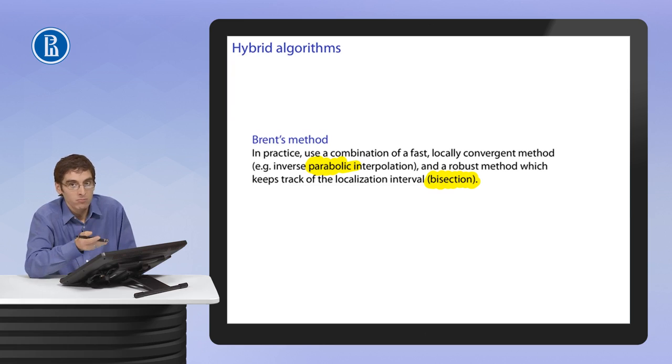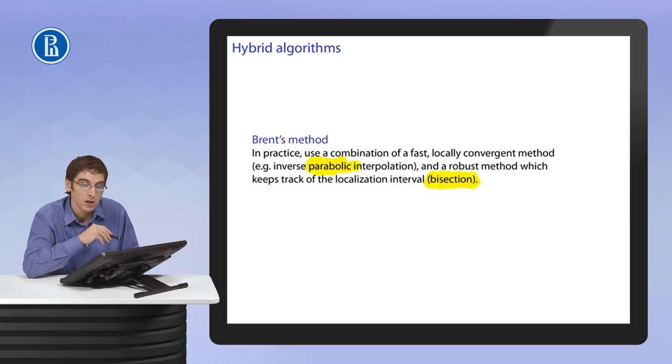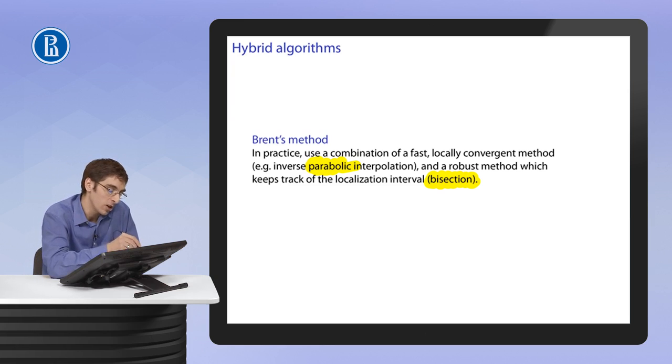And when you do a step, you first try to do a large step by, say, inverse parabolic interpolation, and then you check that you don't go too far away from the localization interval. And if you do, you fall back to a bisection. Implementing this for something which is usable in practice is not very simple, but it's been done. This particular combination goes under the name of Brent's method.